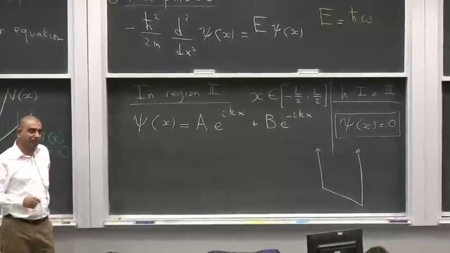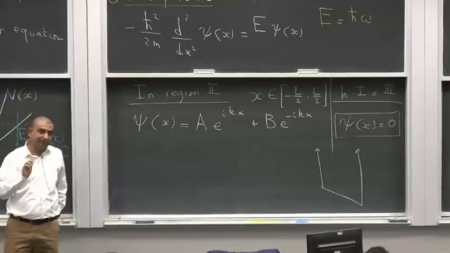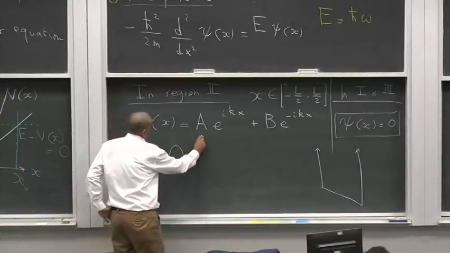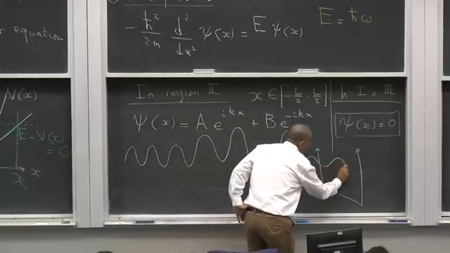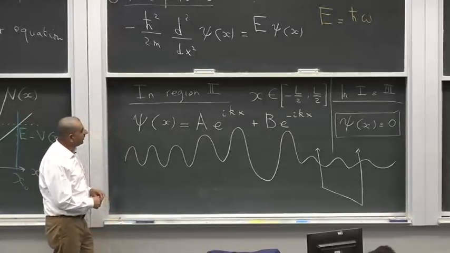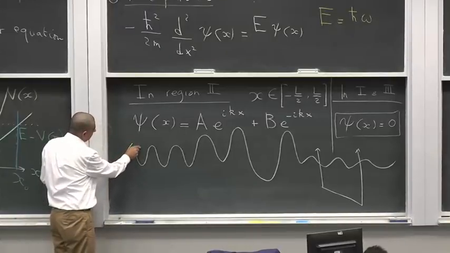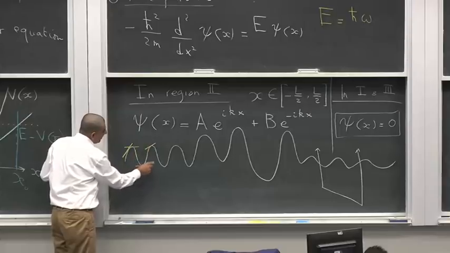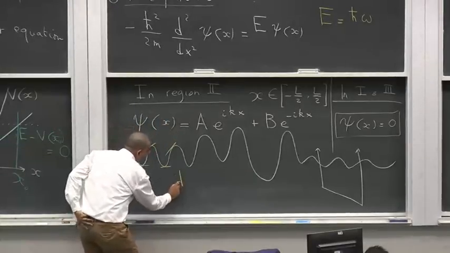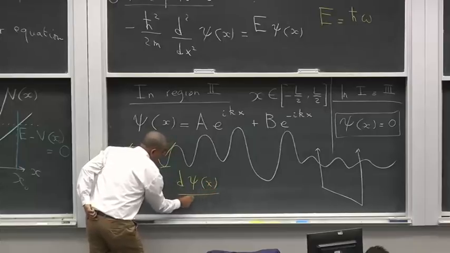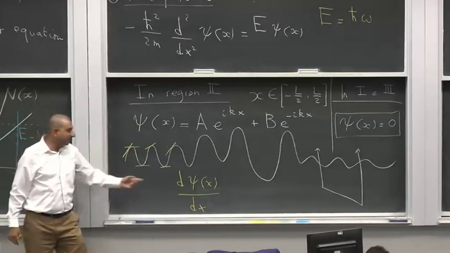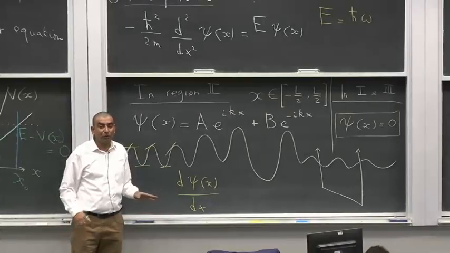The first thing I would like to mention is that the wave function has certain properties. You can have a wave function like this. It's possible because the wave function has a certain slope at each point. The slope of the wave function is simply this, as you all know from calculus. But the slope of the wave function is always finite.